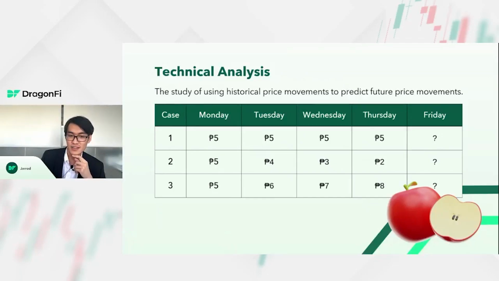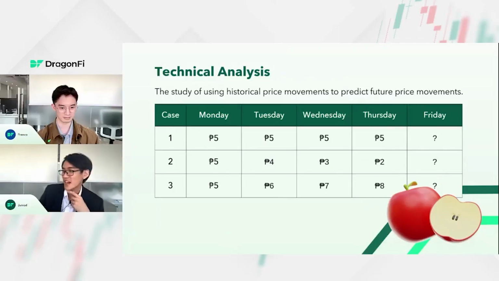So the price of apples nung Monday was 5 pesos. Tuesday, 5 pesos. Wednesday, 5 pesos. Thursday, 5 pesos. Franco, on Friday, what's the price of apples? Based on historical trend, 5 pesos. Yeah, because parang from Monday to Thursday, medyo flat yung price, di ba? So parang you can assume na based on that, it will follow the same pattern na it's 5 pesos rin.